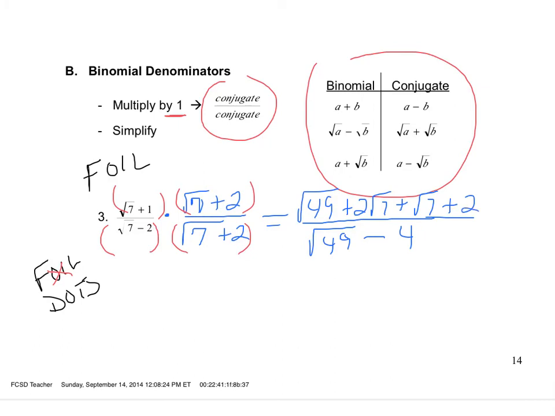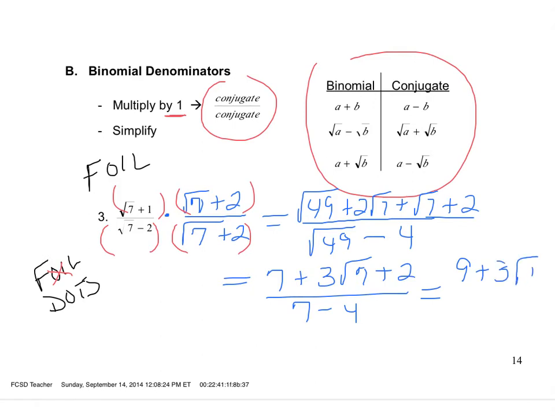All right, let's see what we have. On the top, radical 49 is 7. 2 radical 7s plus a radical 7 gives me 3 radical 7s plus 2. On the bottom, the square root of 49 is 7 minus 4. Let's see if we can neaten this up even more. 7 and 2 on the top is 9 plus 3 radical 7. And on the bottom, 7 minus 4 is 3. So we did get rid of that radical in the denominator by multiplying it by its conjugate.